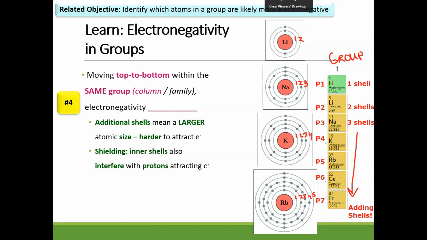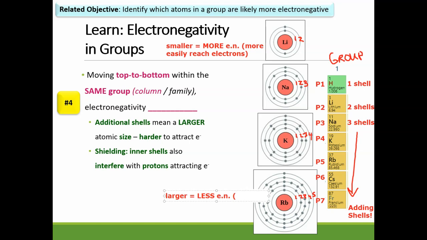So based on what we just talked about, we just learned that the smaller you are, the more electronegative you are, because remember, you can more easily reach electrons, right? So lithium right here is going to be much more electronegative than rubidium, right? Rubidium's just too large. It is less electronegative because it is harder to reach electrons, okay?